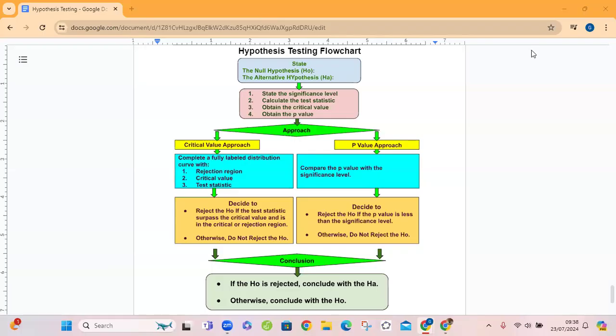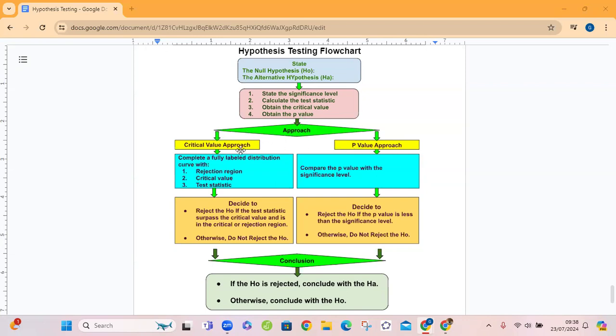Now here's a hypothesis testing flowchart. So first you have to state a pair of hypotheses, the null hypothesis and then the alternative hypothesis. Now after you have done that, you've got to state the significance level, which is a probability value called alpha. You have to calculate the test statistic, obtain the critical value, and you have to obtain what you call a p-value. Then you can either take the critical value approach or the p-value approach.